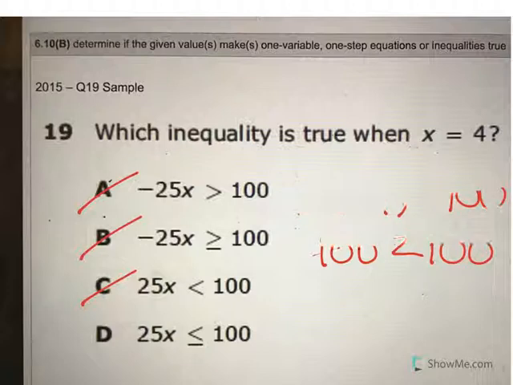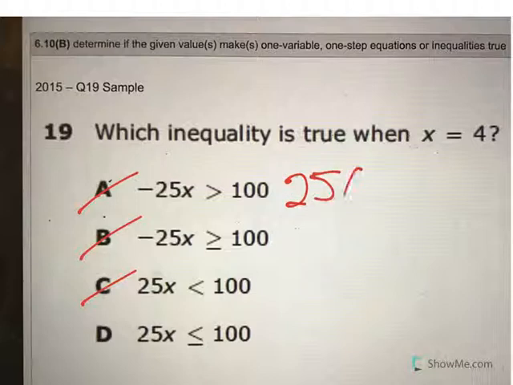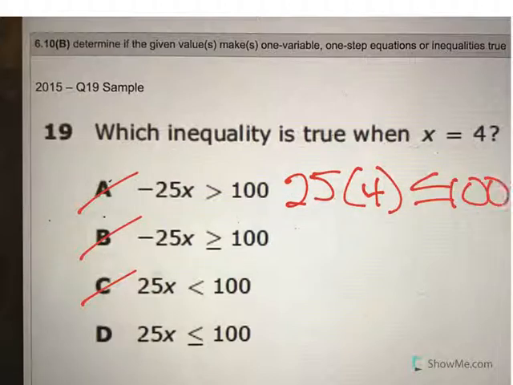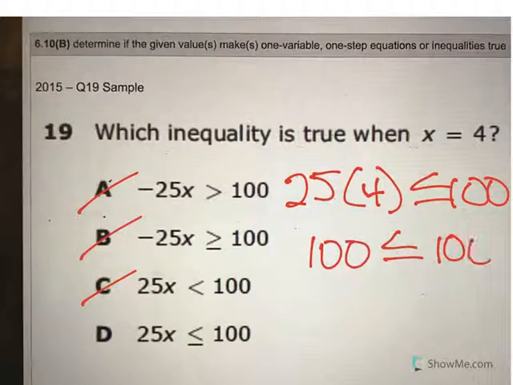All right, let's hope that D is correct, so let's see. So 25 times 4 is less than or equal to 100. So 25 times 4, 100, less than or equal. Now, when it has a less than or equal, only one of those statements needs to be true. It can't be less than and equal at the same time. It only has to be one of them. So let's see if it's true.